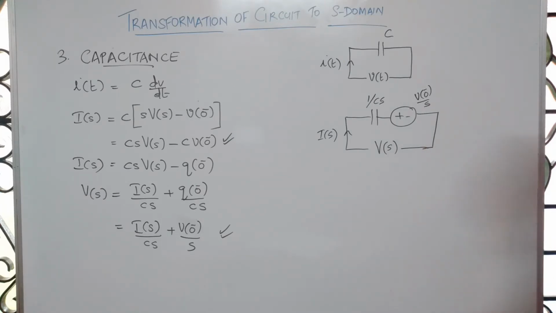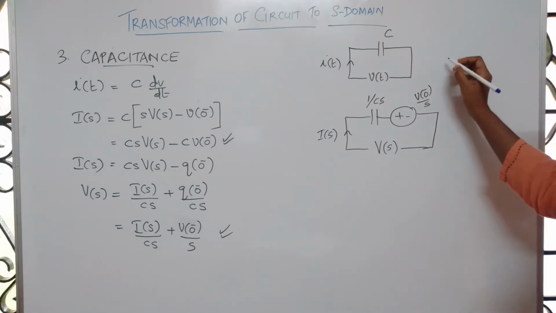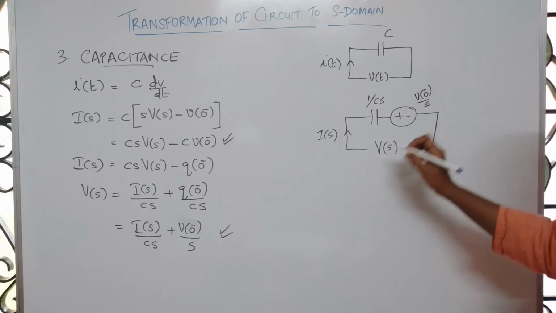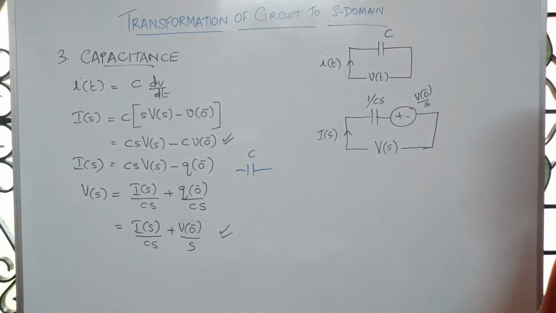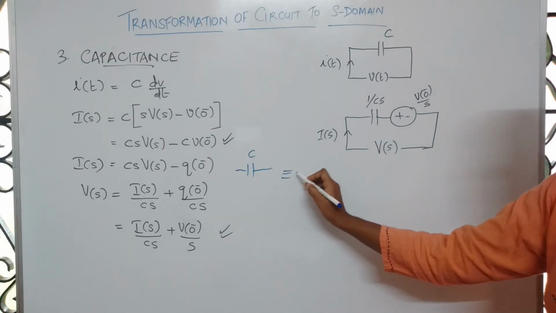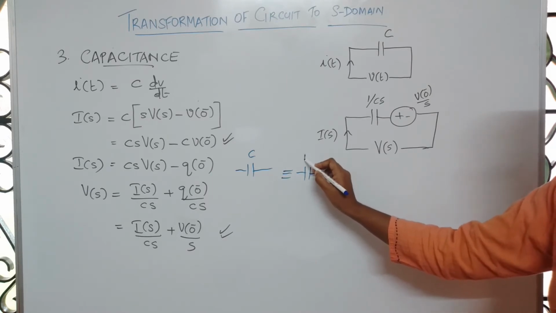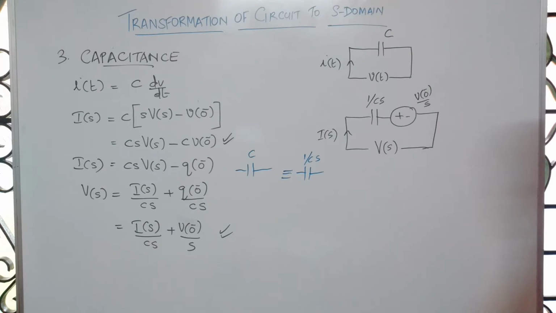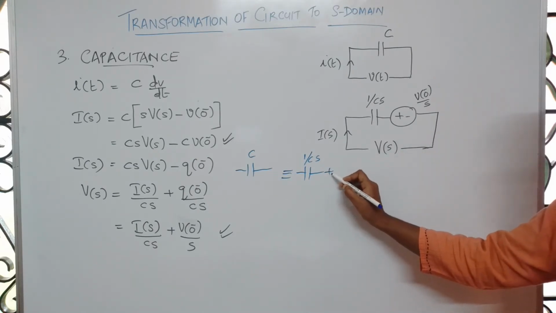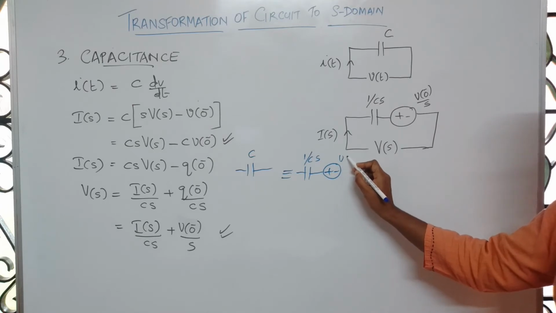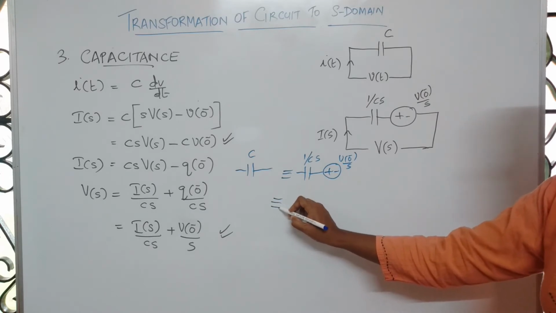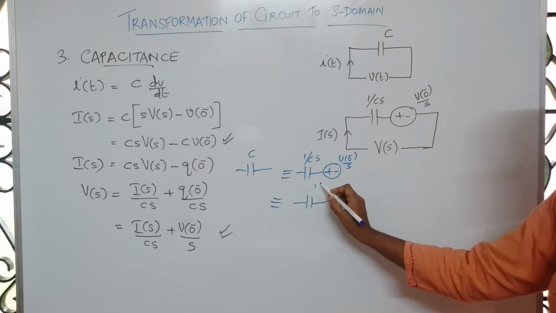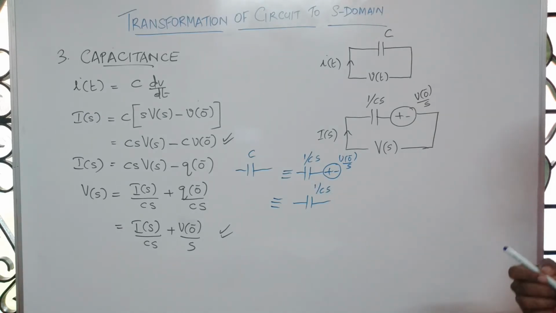So if you have a capacitance with value C in time domain, in S domain this is equivalent to a capacitor represented by 1 by Cs in series with a voltage source having value equal to v(0-) by s. If the initial condition is absent, then it is simply a capacitor having value equal to 1 by Cs.